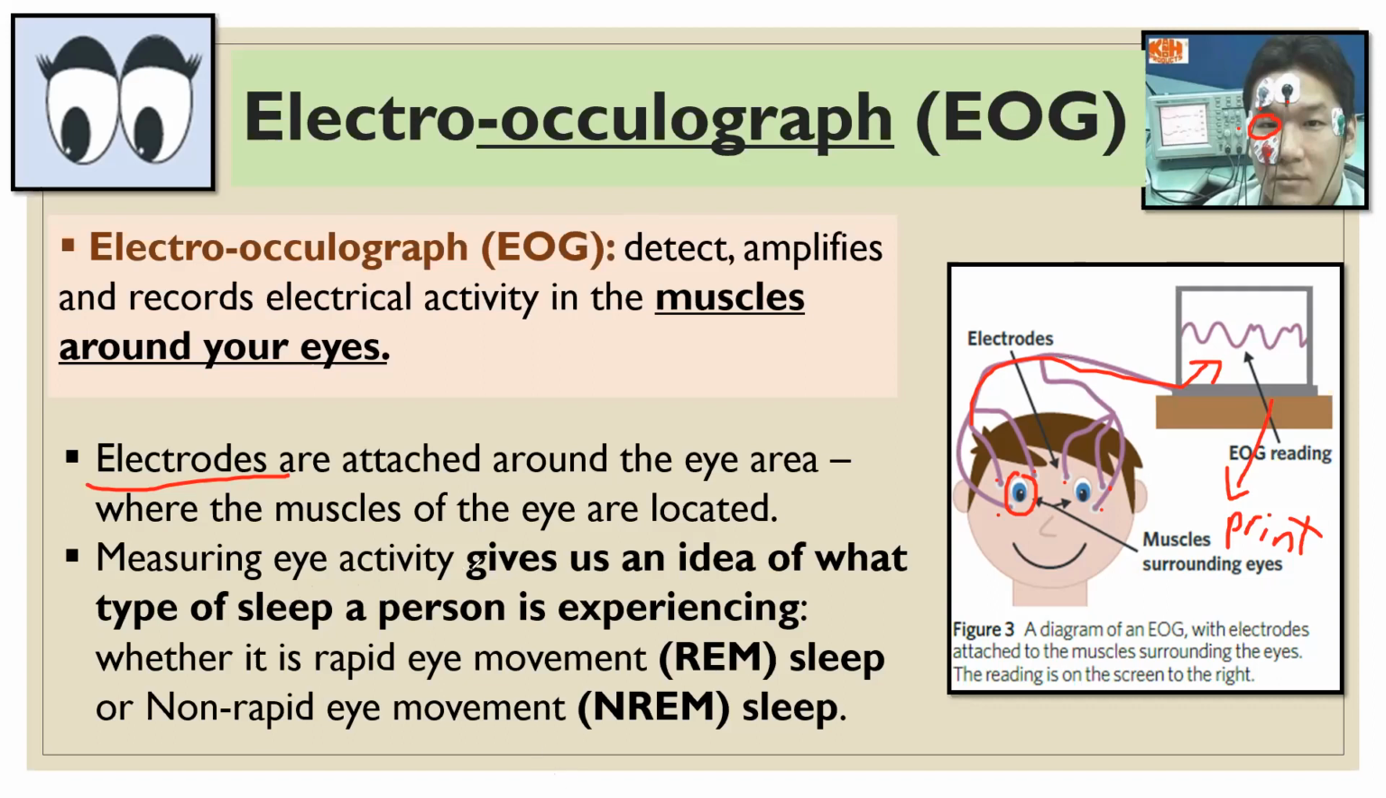Now, measuring eye activity is important because obviously when we're awake and alert and aware, we've got our eyes nice and open like this, but when we're asleep, this is not the case anymore.